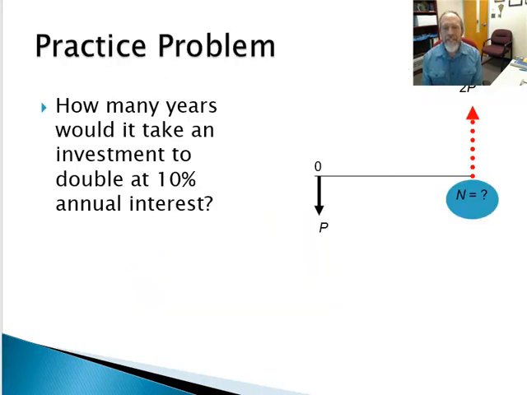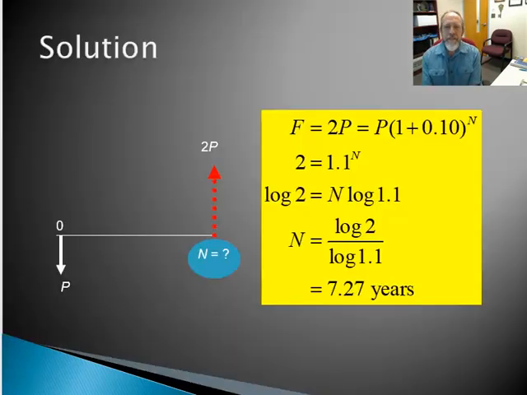So, the concept: how many years would it take an investment to double at 10% annual interest? Well, if you can get 10% annual interest, go for it. I've had some investments that are better than 10, but 10 is a good one. How long does it take to double? This one's pretty straightforward, because all you're going to do is say that the future value is going to be 2 times the present value.